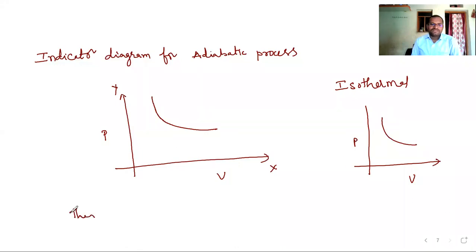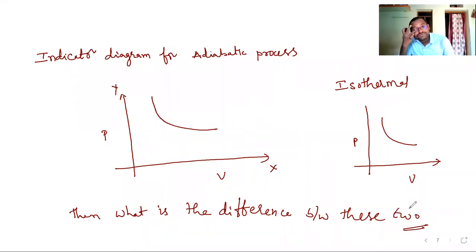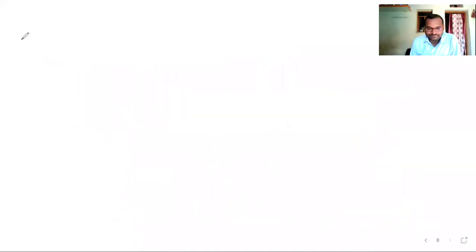Then what is the difference between these two? That we need to know. For that, let us take one process. For example, you take one monoatomic gas. For this gas, we know gamma is 5/3. Just now I told you.